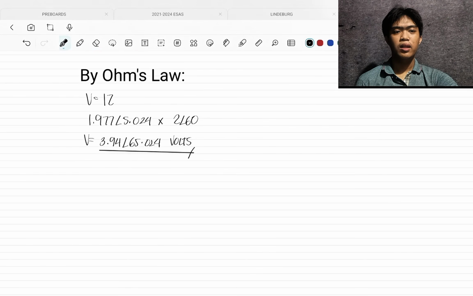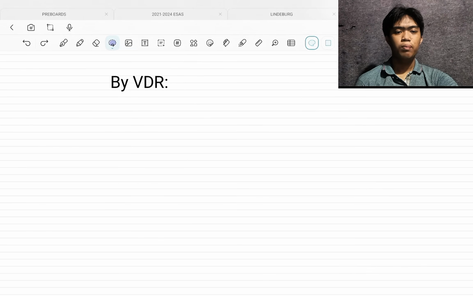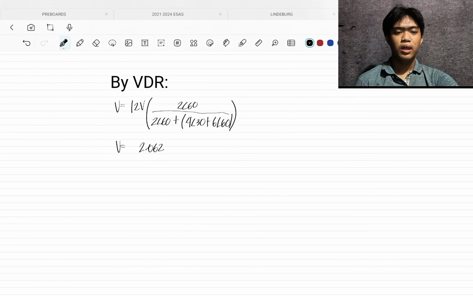Next, we solve for the value of 12∠0 volts. First, we open both current sources, which are 4∠0 amperes and 6∠45 amperes, leaving only the 12∠0 volts source supplying the circuit. Since the active source is a voltage source feeding the impedance network, we apply the voltage divider rule, or VDR, to determine the voltage across the 2∠60 load impedance. Using VDR, we obtain the contribution 2.062∠9.896.